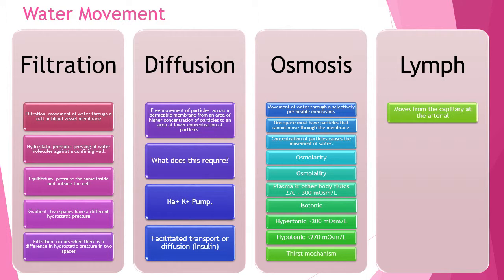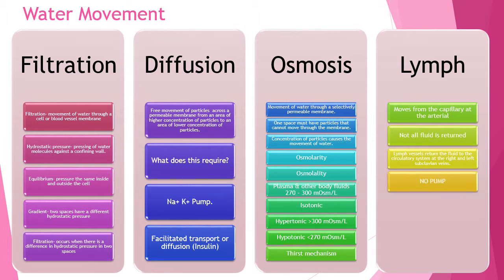In the lymph, a small amount of fluid remaining in the tissues from the capillaries returns to the circulation. Lymph flows one way, towards the heart. Not all fluid is returned. The fluid that is returned enters the circulatory system at the right and left subclavian veins. There is no pump mechanism in this action. The mechanism of action is through muscle contractions, intrathoracic pressure changes during breathing, and peristalsis-like motion in the lymph vessels.